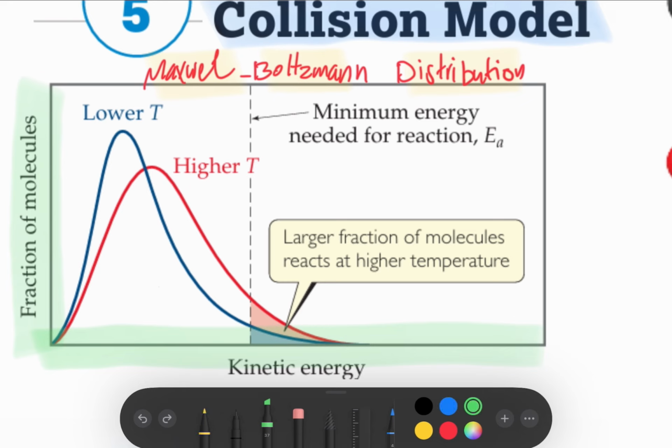As we can see, we have two curves. We have curve 1 and curve 2. Let's call them T1 and T2. The difference between these two curves is the temperature. The one that is shifted to the left and is narrow is done at lower temperature. The broader one, the red one, which is shorter and shifted to the right a little bit, is done at higher temperature.